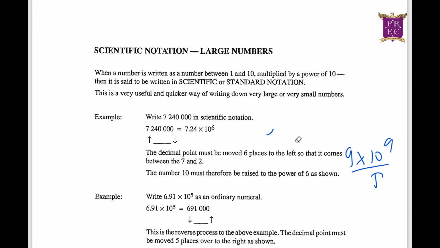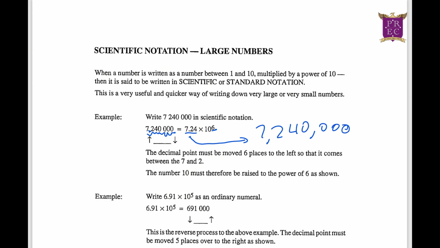Scientific notation is also really easy to learn. If we have something like 7.24 times 10 to the power of 6, what that means is we have to move the decimal place 6 places down. Originally the decimal place was there, so we move it 1, 2, 3, 4, 5, 6 places. So the decimal place goes here now, and we get the number 7,240,000.